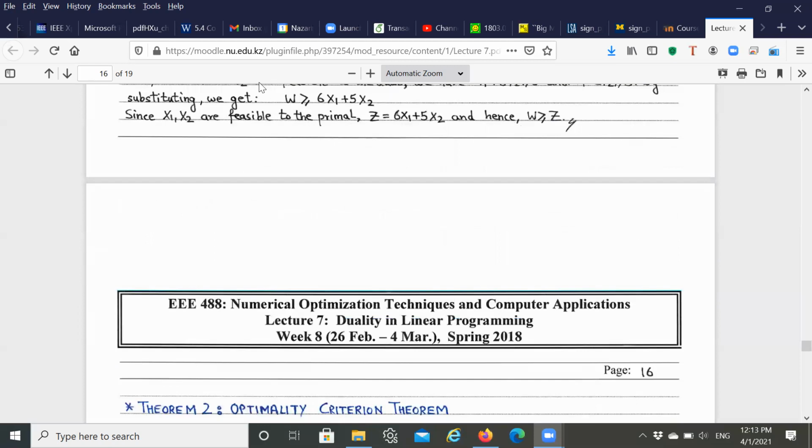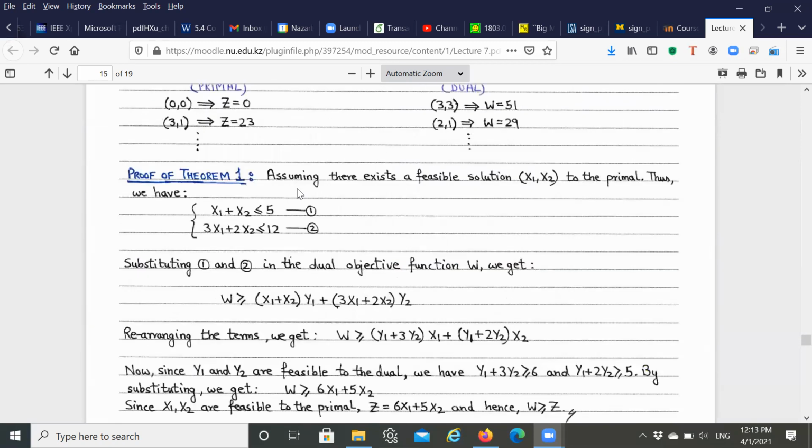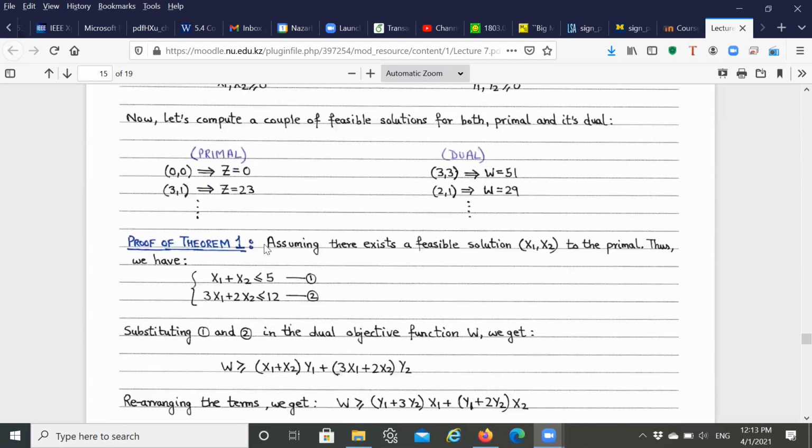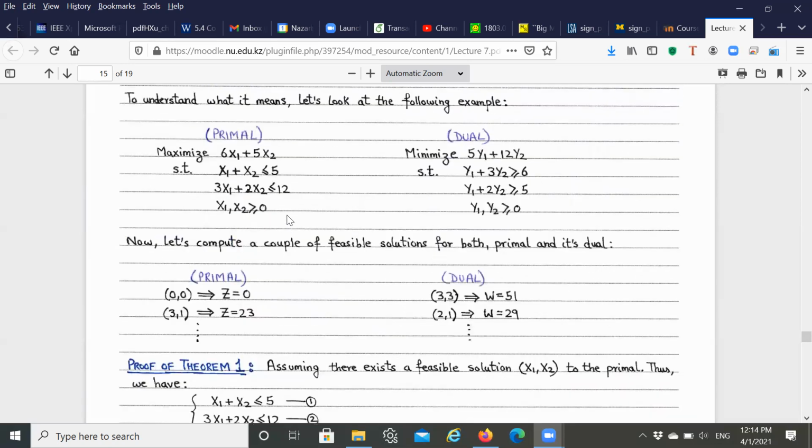I have a question. Remember the moment you substituted x1 plus x2 less than or equal to 5 and 3x1 plus 2x2 less than or equal to 12 into the equation down below, and you made it W is greater than or equal to the expression. In order to do that, both of the equations above should have the same symbol? Yes, so I told you, yes.